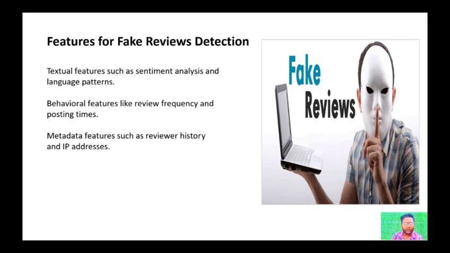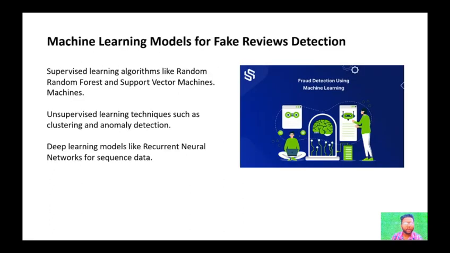Coming to the features for fake review detection. Textual features such as sentiment analysis and language patterns are used to detect fake reviews. Behavioral features include review frequency and posting times. When a reviewer posts at no regular intervals or with very accurate timing, it is easily detected as a fake review. Metadata features such as reviewer history and IP address can be tracked to check whether the review is genuine or fake.